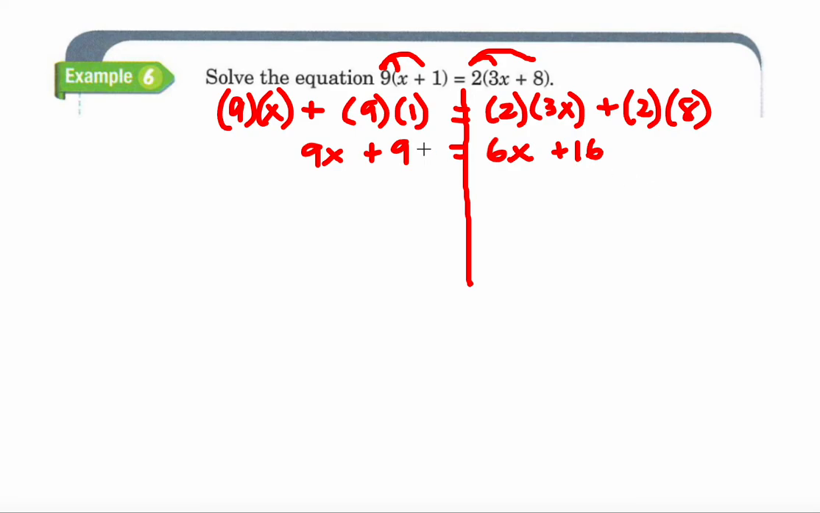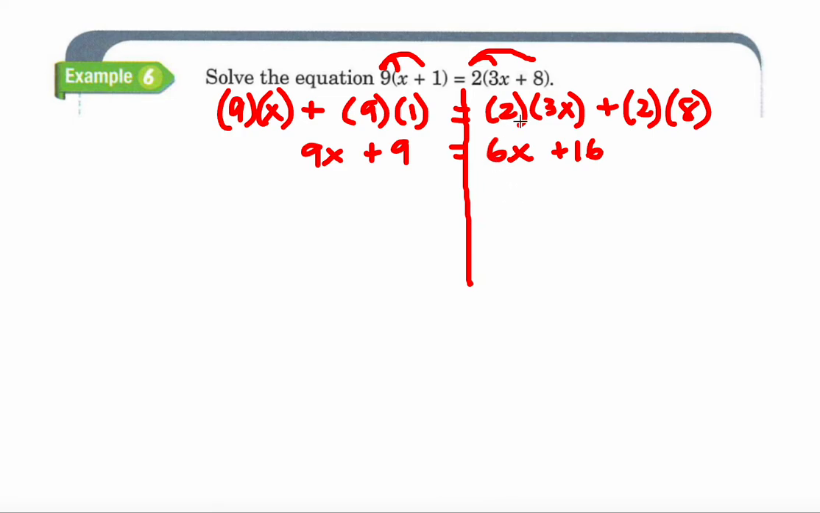And then my second step is to look at each side and see if there's anything I can combine. Can I combine 9x plus 9? No, I cannot. So I'm just going to leave it as it is. Can I combine 6x and 16? No, I can't. So I'm going to leave it as it is. Now I move on to the next step, which is moving my like terms, my variables to one side and my constants on the other.